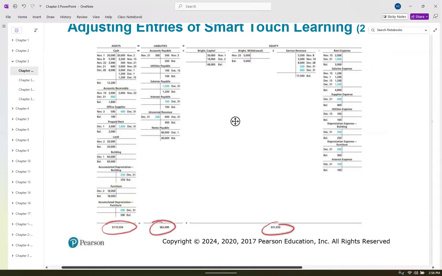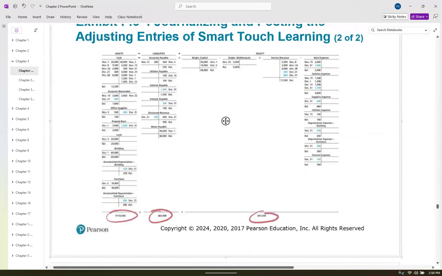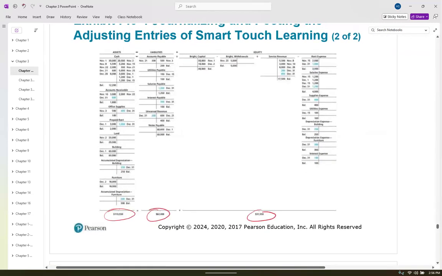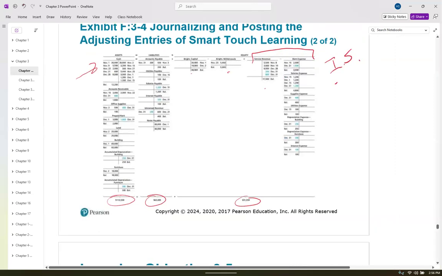I like getting all my assets. Sometimes I have to have 2 columns to get all my assets in, but when you're doing that, always leave yourself a bigger T account for your cash because there's a lot of things that affects cash. And then underneath that umbrella of equity, you see your capital, withdrawals, revenues and expenses. Remember, your revenues and expenses have their own financial statement, okay? Even though they're underneath that umbrella of owner's equity.